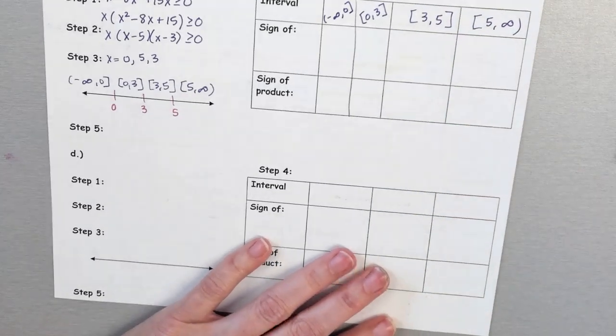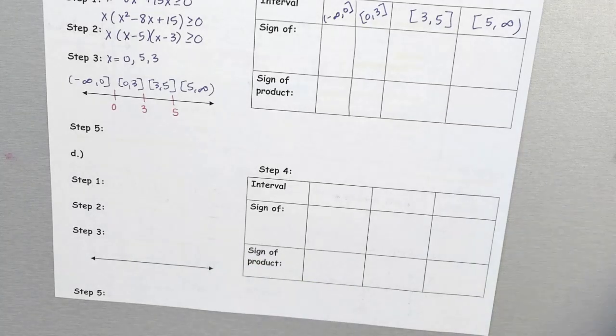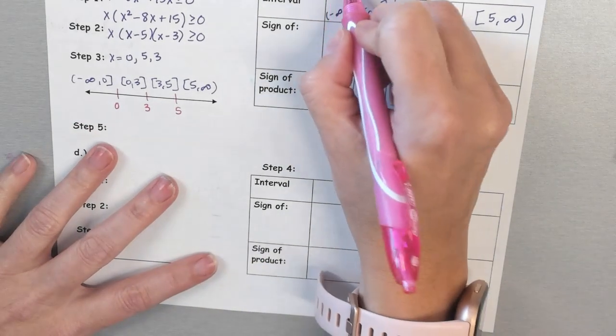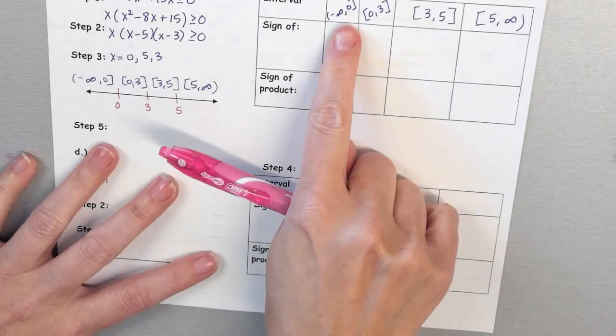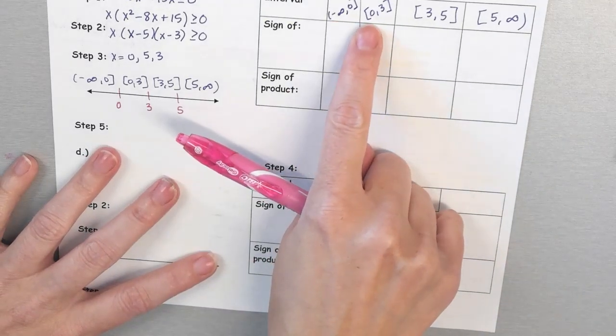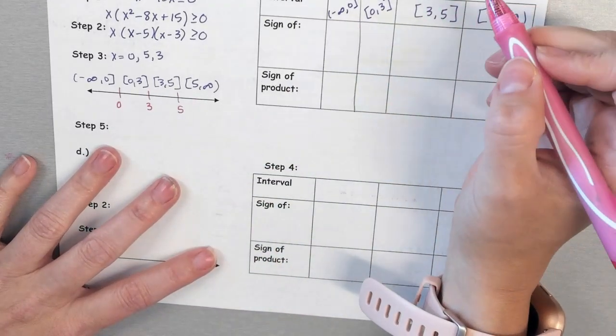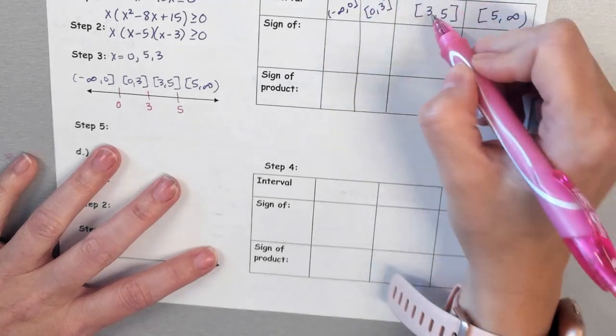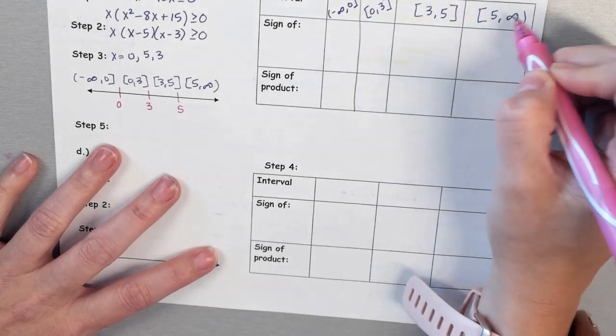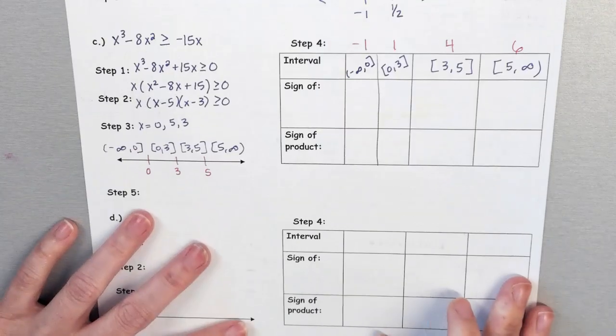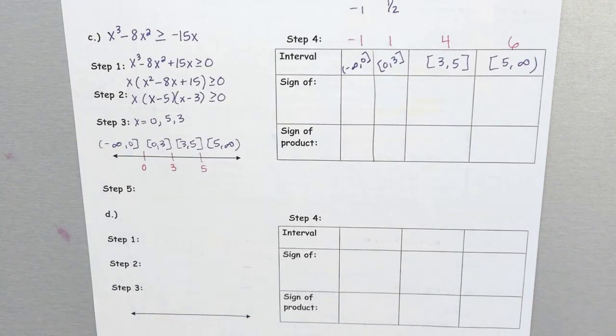Okay, you guys ready to do your test points? And again, just identify what test point you're using. So negative 1 between 0 and 3, what do you guys want to do? 1, 3 to 5, 4, 5 and above.